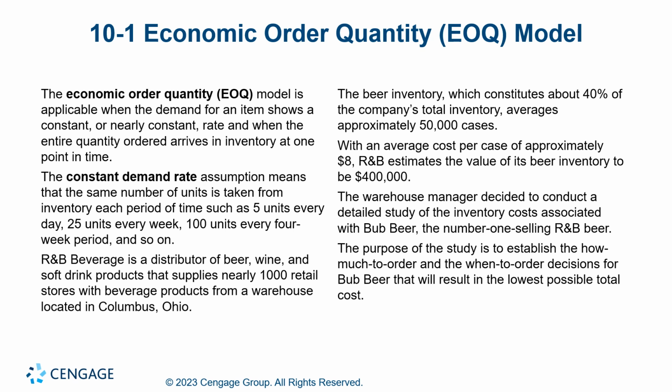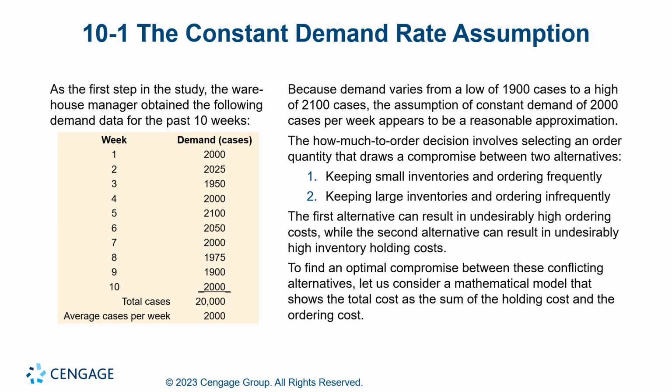So the warehouse manager decided to conduct a detailed study of the inventory costs associated with Bud Beer, which is the number one selling R&B beer. The purpose of the study is to establish how much to order and when to order for Bud Beer that will result in the lowest possible total cost. So as the first step in the study, the warehouse manager obtained the following demand data for the past 10 weeks. You can see during the first week, the demand is 2,000.